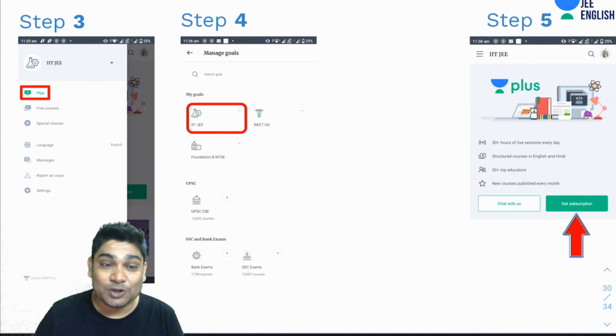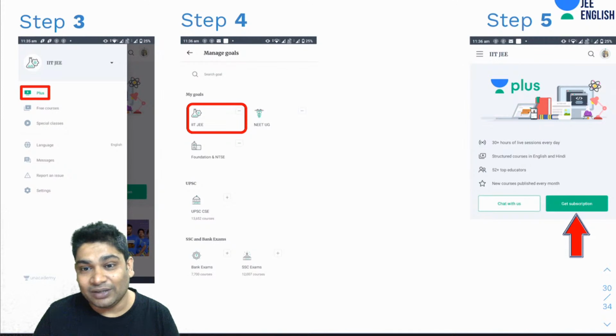Remember, these tricks, these shortcuts will help you solve your problems quicker. Okay, this is a very simple fact which you can easily remember.